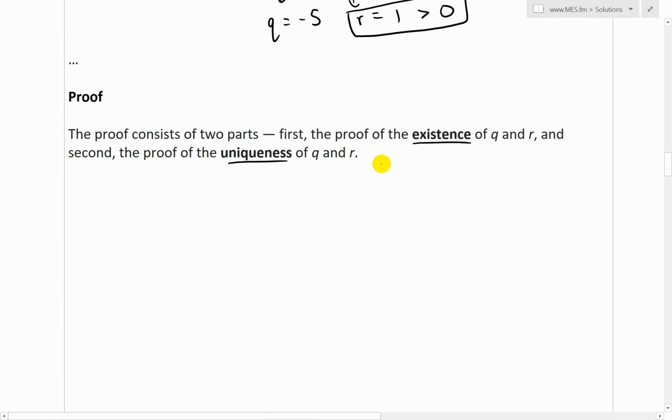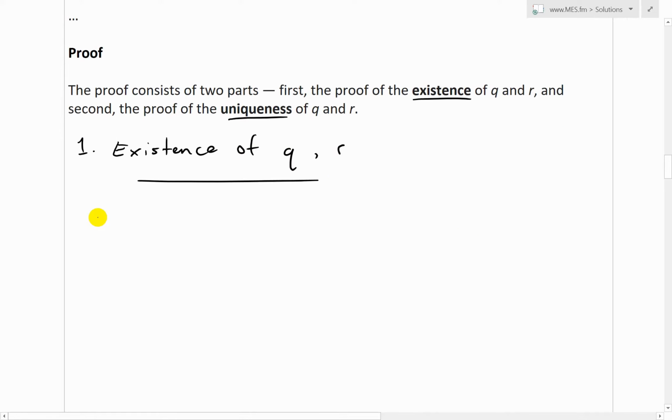So let's first look at the existence. So number 1, existence of Q and R right here. Let's look at the case where B is less than 0. When B, the divisor, is less than 0.